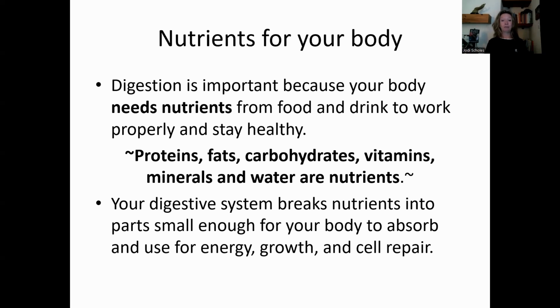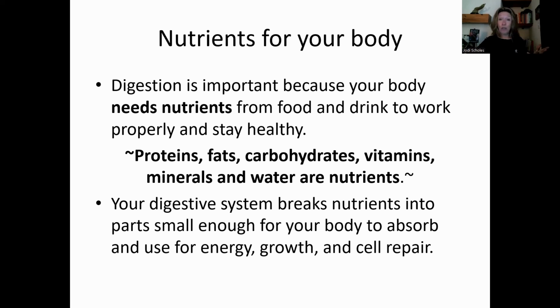body needs them. So your digestive system pulls the nutrients out of the food and puts it into small enough particles so that it can enter the bloodstream and head out to the different parts of your body to be used for energy, for growth, and for cell repair. Pretty cool, huh? The food we eat contributes to our body's ability to have energy, to grow muscle tissue, and to repair cells. It comes directly from the food we eat, the nutrients we consume.